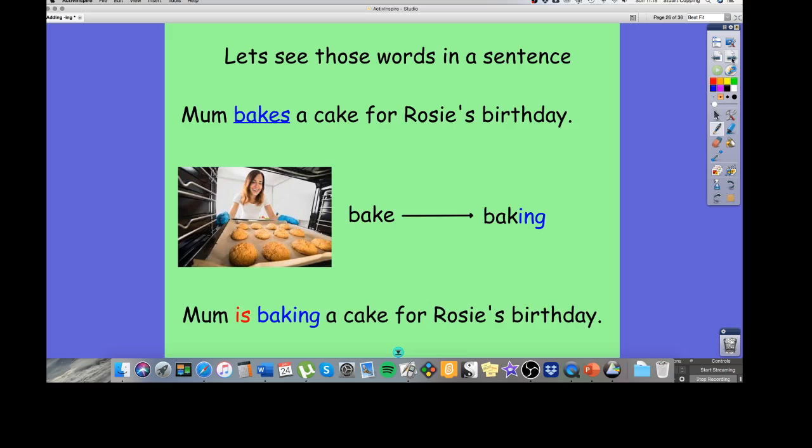So let's use that in a sentence. Mum is baking a cake for Rosie's birthday. So once again, we've added that is word before the verb.